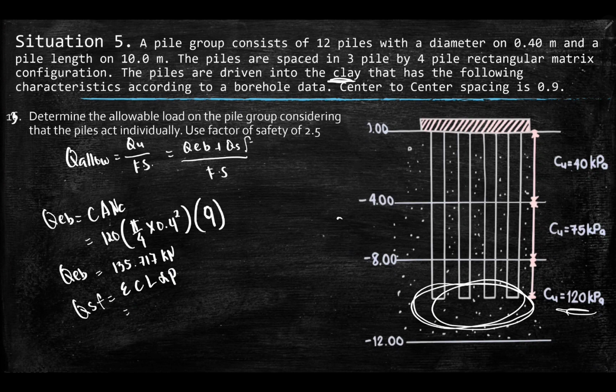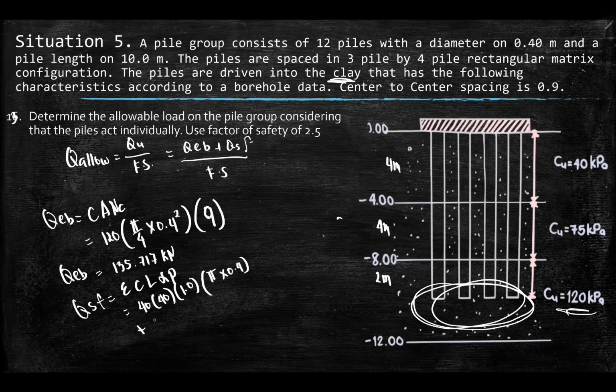So, for soil layer 1, ito. This is 4 meters, this is 4 meters, and this is 2 meters. Okay? So, cohesion for soil layer 1 is 40, times its length, 4. Ang alpha natin is 1.0. Ang perimeter natin is pi times 0.4. Soil layer 1 pa lang yan.